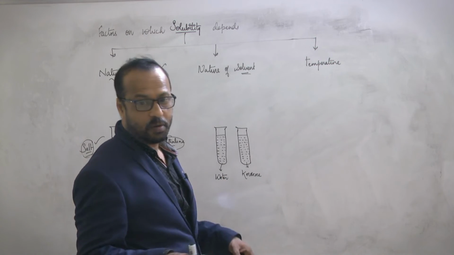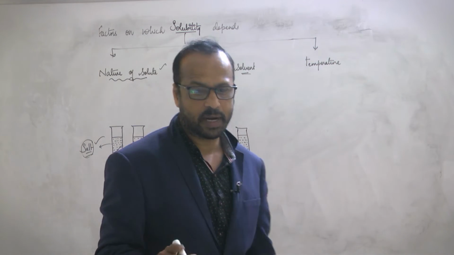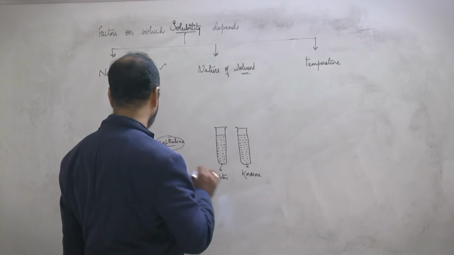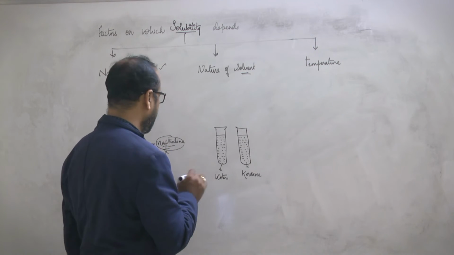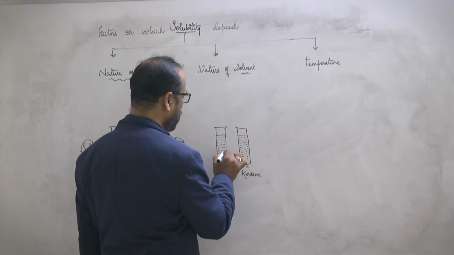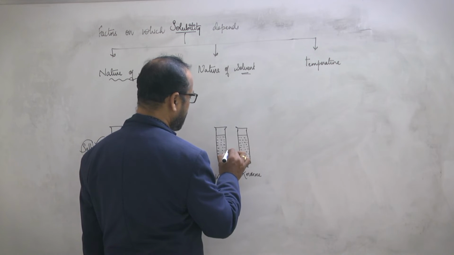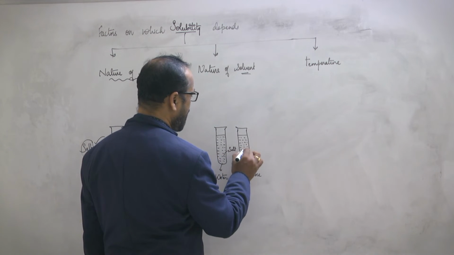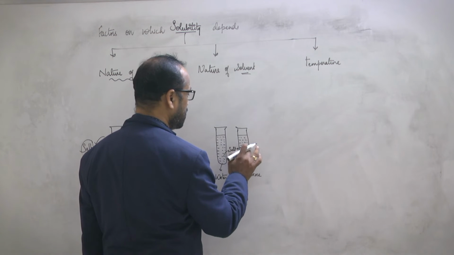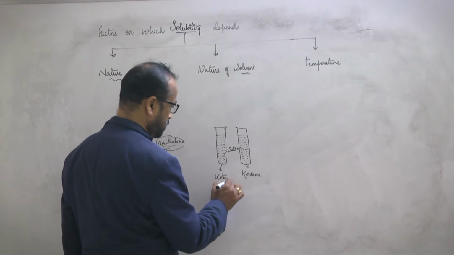Now, what should be taken common? Solute should be taken common, right? So now I take the same solute. For example, I take naphthalene or salt. Anything you can take. So shall we take salt only? Okay, then I'll take salt. In both the test tubes, I am taking salt only as a solute. Is this clear to you?